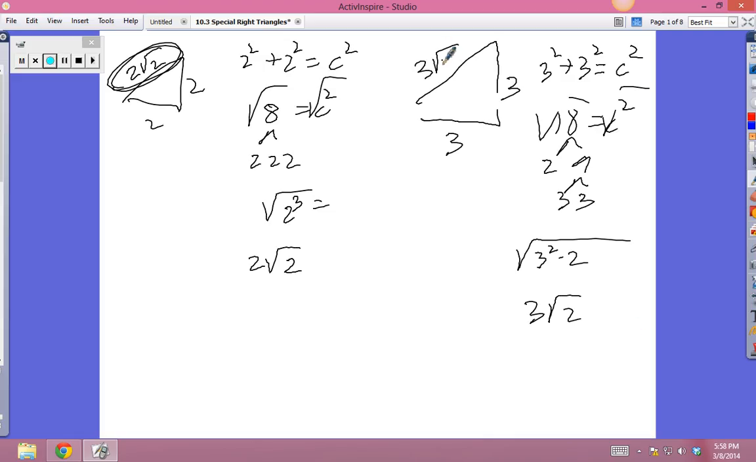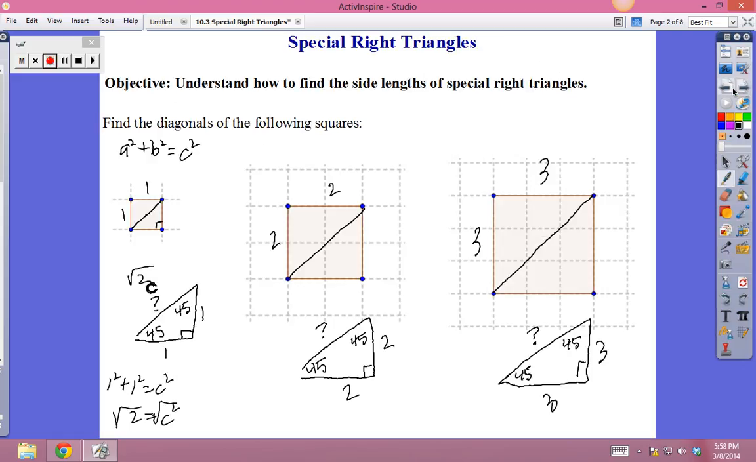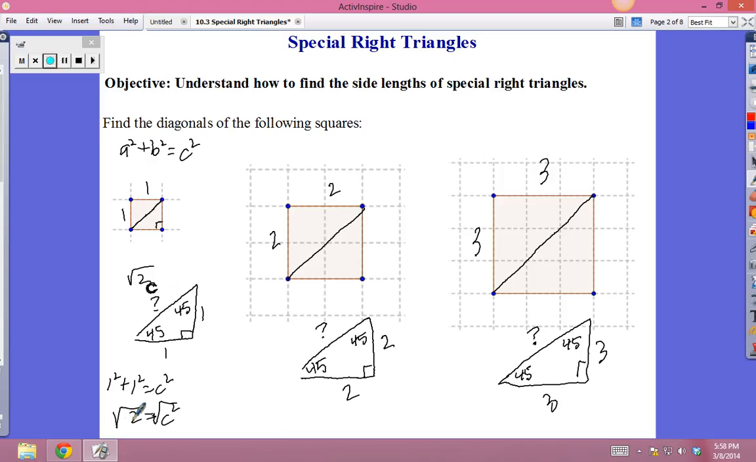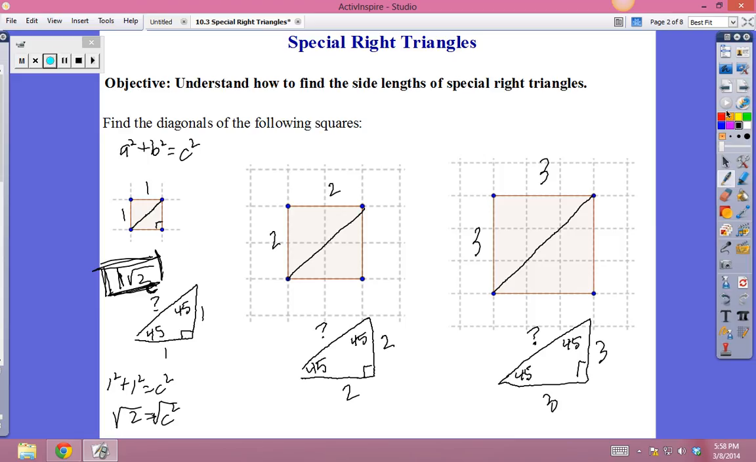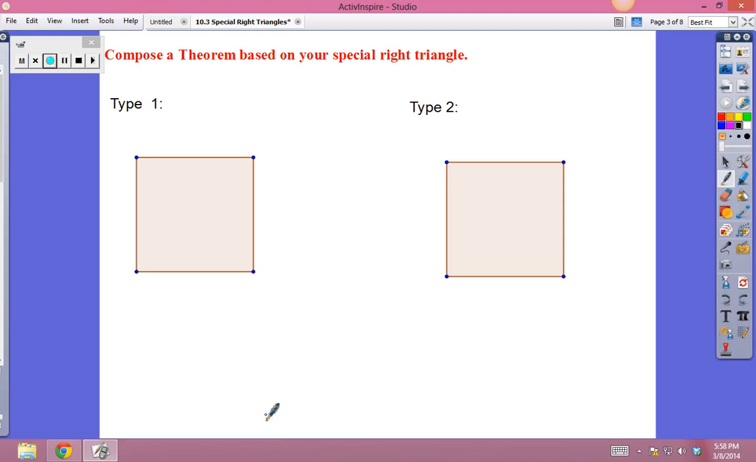So in a 45, 45, 90, if my legs are 3, my hypotenuse is 3 square roots of 2. If my legs are 2, my hypotenuse is 2 square roots of 2. And then when my legs were 1 by 1, my hypotenuse was just 1 square root of 2. And that pattern holds true for any 45, 45, 90. Any triangle that is half of a square. So there's going to be 2 types.